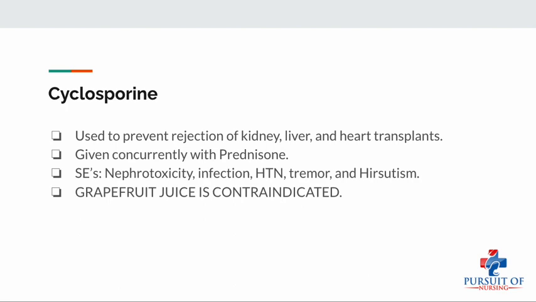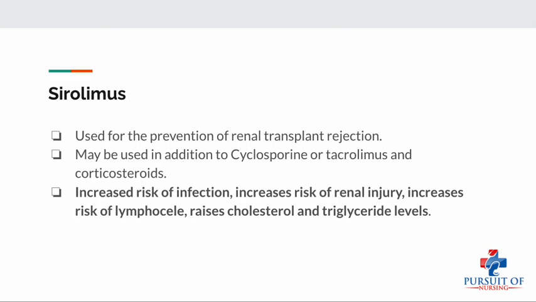So cyclosporine, the main thing to know, of course, it can be used to prevent rejection of transplants, but two things: it's contraindicated in pregnancy and breastfeeding. So if a patient is on cyclosporine, they must use a physical form of contraception, such as a condom. They cannot use an oral form. And then grapefruit juice is contraindicated on this medication because grapefruit juice can increase cyclosporine levels and could lead to toxicity.